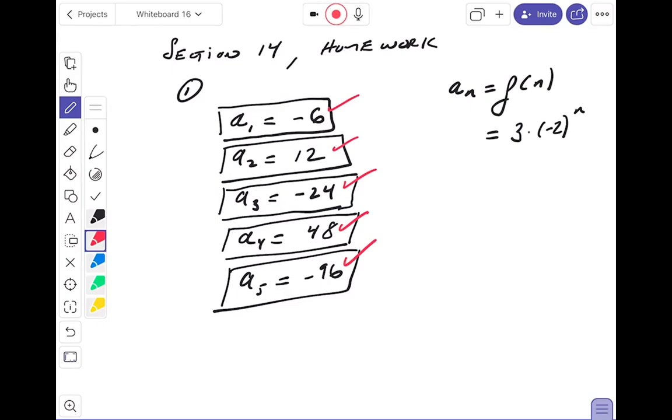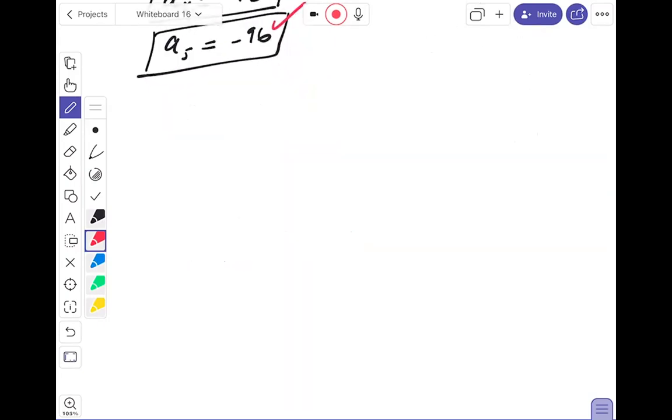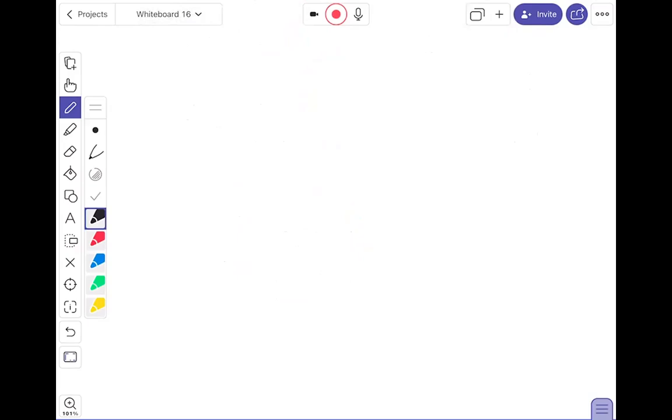I'm going to go to number 2. Again, we're in section 14 of the notes, and we're doing the homework. Again, it's another footnote. It's footnote 87 now, and 87 says you're going to start counting at 0 now. So they want me to write the first 5 terms down starting at 0. So that's going to be A0, A1, A2, A3, and A4. There are 5 terms there.